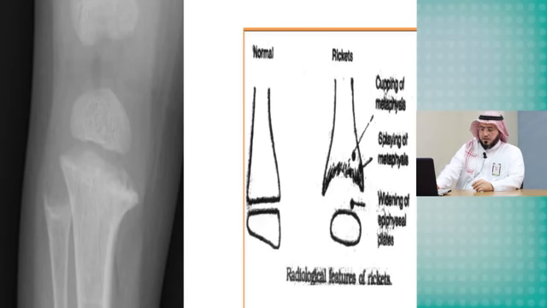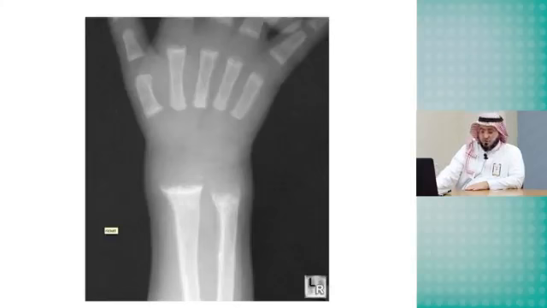And this is very clearly seen: widening, cupping, and fraying. The edge of the epiphysis will be irregular, and in the shaft of the bone, as you can see here, the bone density is decreased, what is called osteopenia. So osteopenia, cupping, fraying, widening of the bone, all these are manifestations of rickets.